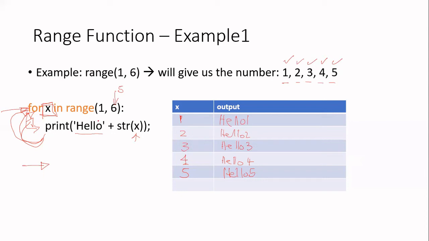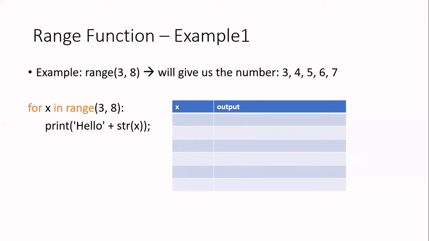So for this segment, if the range is from 1 to 6, the counter takes on the values from 1 all up to 5, and each time the statement, or they could have been statements inside of the loop, they then execute for each value of the counter.